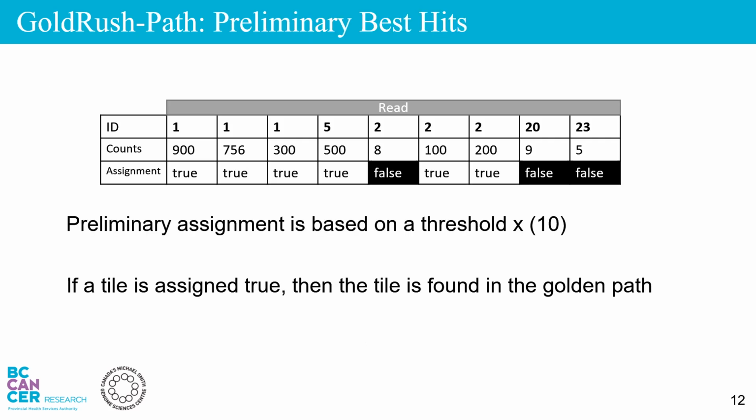Once we have queried every tile of the read, we compile the results and give each tile a preliminary assignment based on whether or not the representative ID has an associated count greater than a threshold. In this case, the threshold is 10. If a tile is assigned true, then the tile is considered to be found in the golden path. Conversely, if a tile is assigned false, then the tile is not found in the golden path.